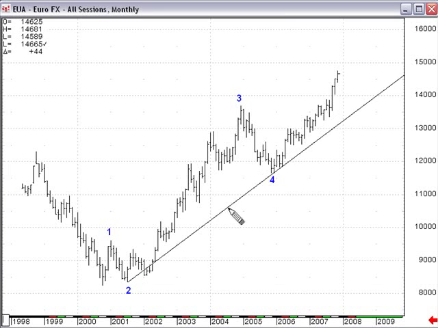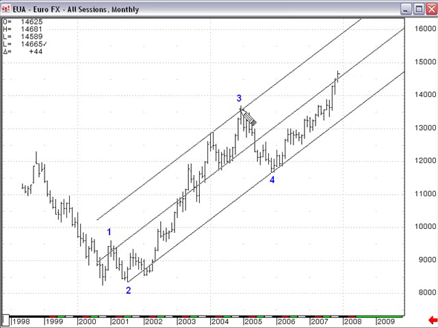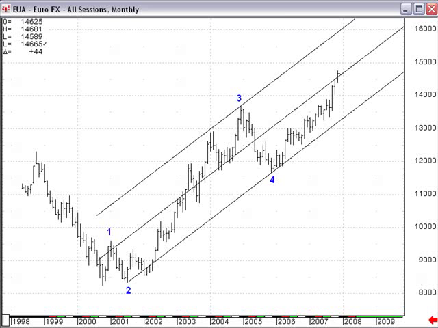Next, we'll do our final channel. Simply connect the extremes of waves 2 and 4 off the top of 3. Now, as you can see, we're at the center line of our final price channel. Oftentimes this will provide resistance, or again the upper boundary line.